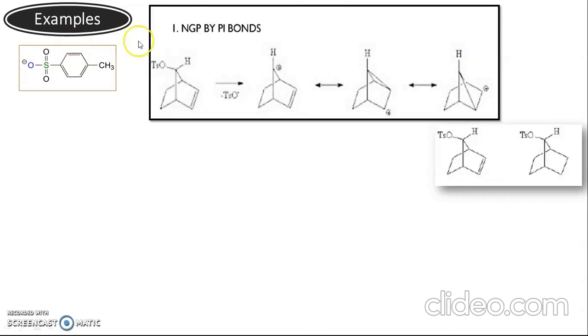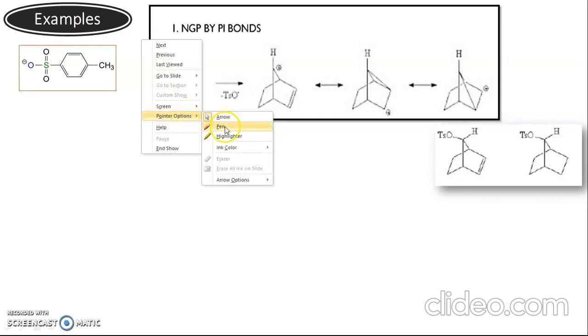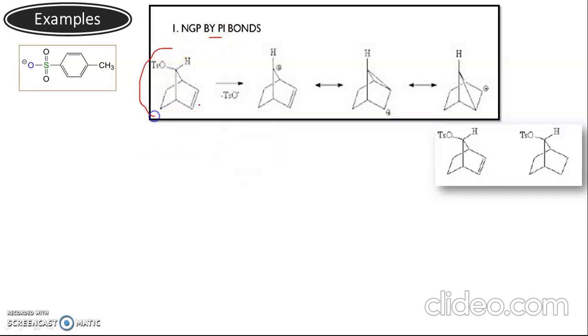So let's see some examples. Our first example is NGP by pi bonds. In this molecule, we have a pi bond. OTS. What is OTS? It is tosylate. This is the full structure I have given for your convenience. So this OTS group will be removed first. So this is our leaving group. When this bond is broken, you are getting a positive charge here. Now this double bond will stabilize this carbocation in this way. You can see we are getting two resonance structures. So basically this double bond is acting here as NGP. So that is why our heading is NGP by pi bond. Now this positive charge spreads over 3 carbons in total. So obviously it will be very stable.